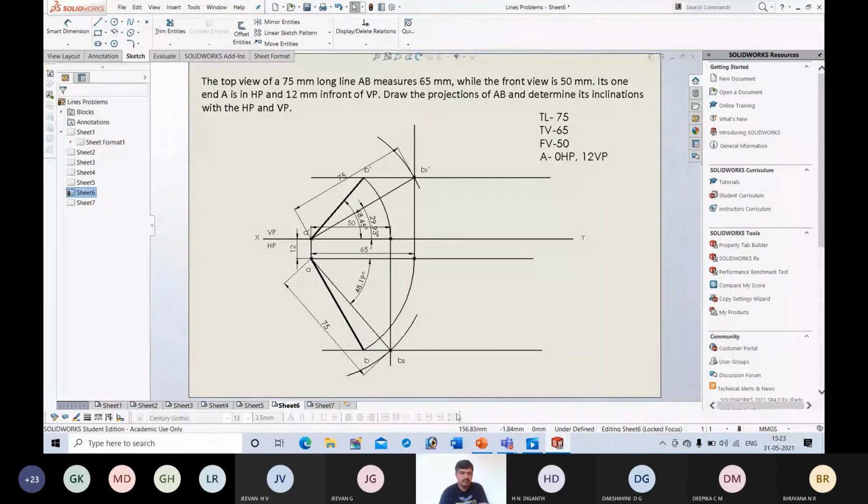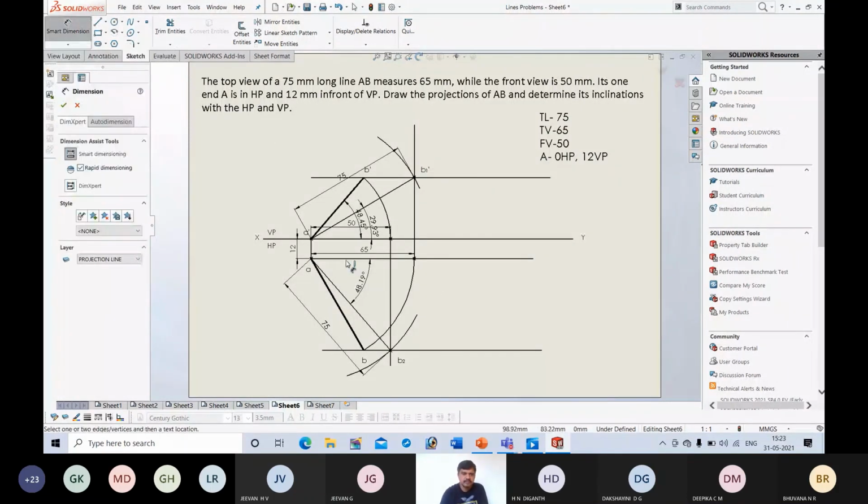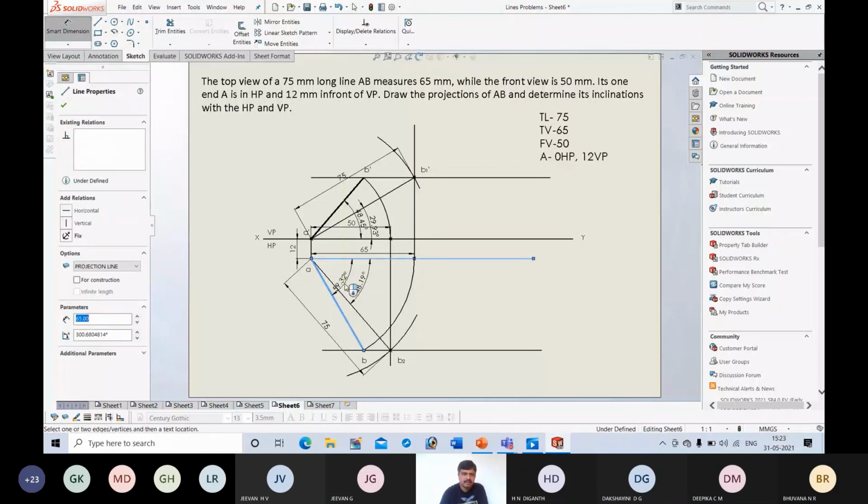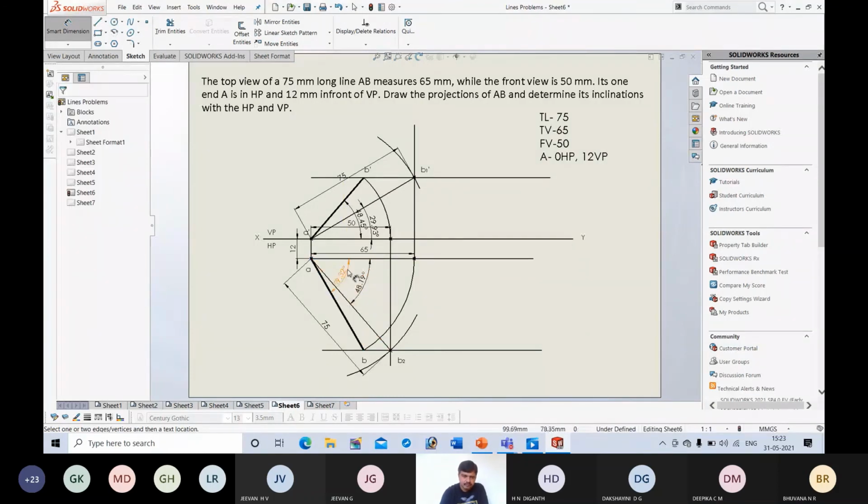Okay, this is the top view. Next, so I can measure the angle. So you should measure using protractor. So here I have a command in the software. Using that I can get it directly, but you should measure it using protractor.